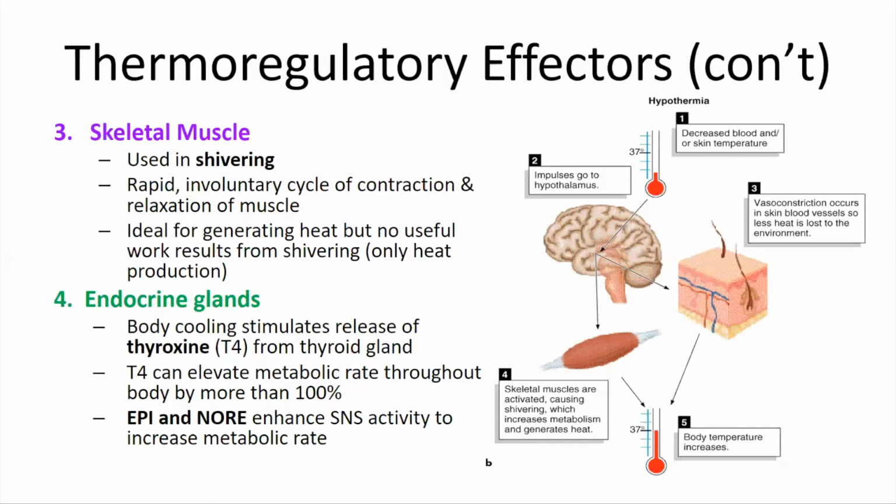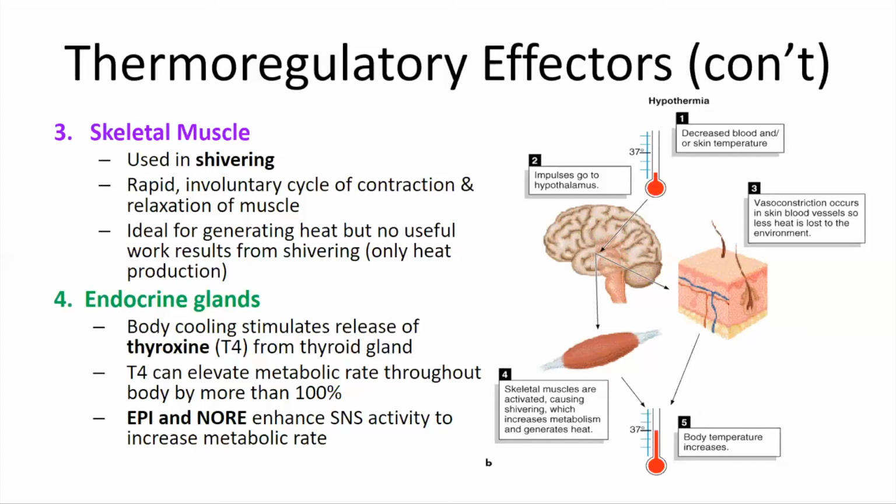If that is not enough to keep our body heat within our core, our metabolism will increase, and this is regulated by T4 or thyroxine, and also T3 as well, triiodothyronine. And the epinephrine and norepinephrine hormones will also enhance metabolic rate.